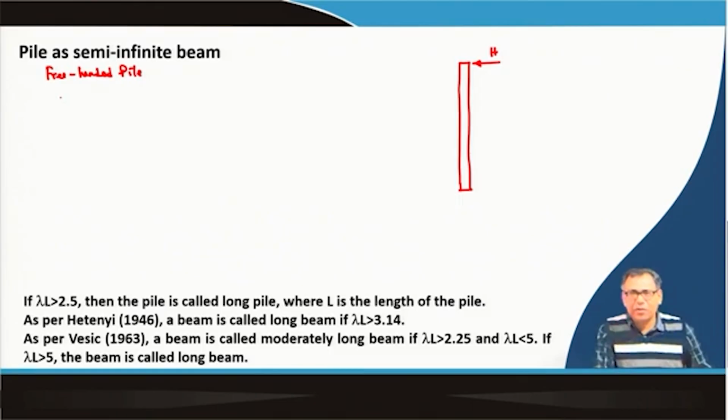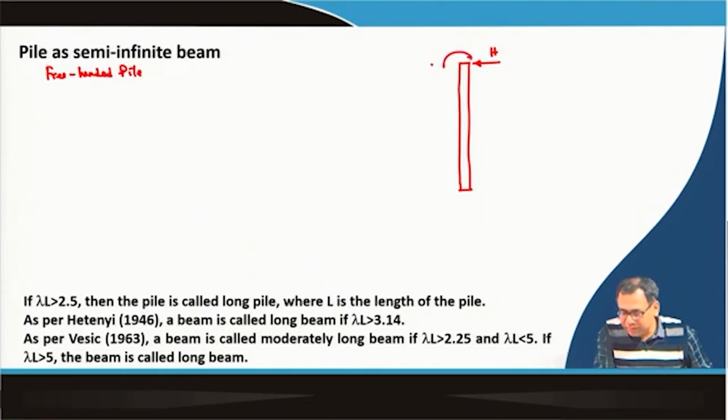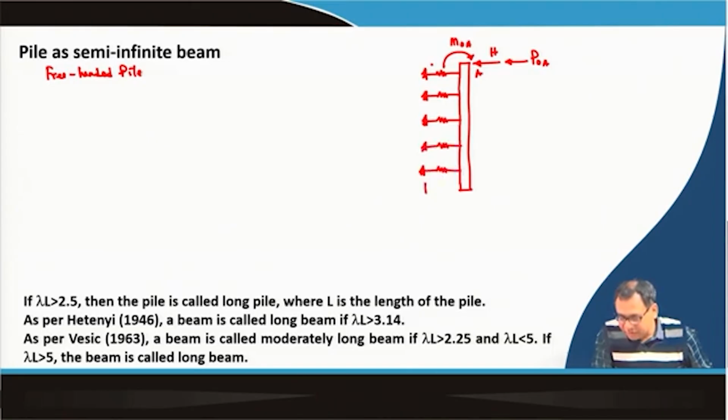The equations are derived in a similar way. Here also, at one end, you have to apply the end conditioning forces, P0A and M0A. Here your springs are in this direction, because this is the way we have to derive the equations. If you change the direction, your equation sign will also change. So, for this condition we are deriving these equations.